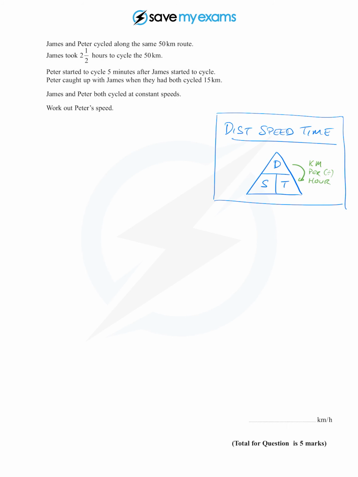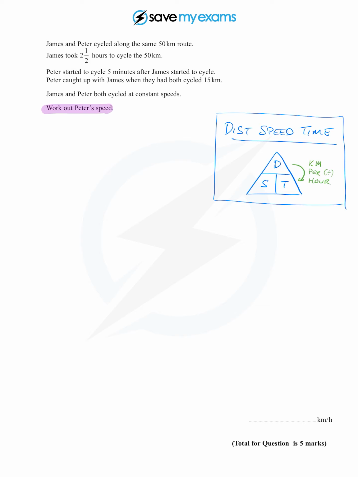So we have James and Peter who have cycled along the same 50-kilometre route. James took 2.5 hours to cycle the 50 kilometres. Peter started to cycle 5 minutes later, and he caught up with James when they had both cycled 15 kilometres. And we're told they cycled at constant speeds, and we're asked to work out Peter's speed.